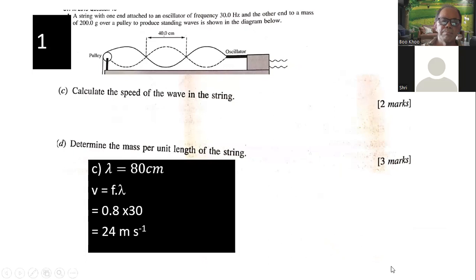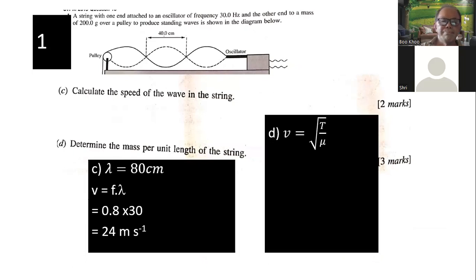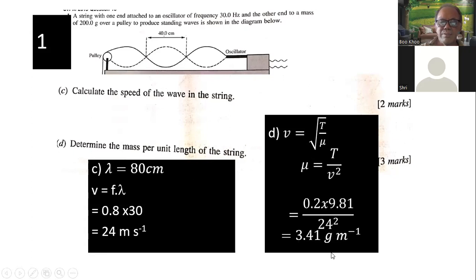V equals square root of tension over mu. Yeah, that's your V. Right? Make mu the subject. Square it. Take the mu up, take the V squared down. Put in your values. Okay.